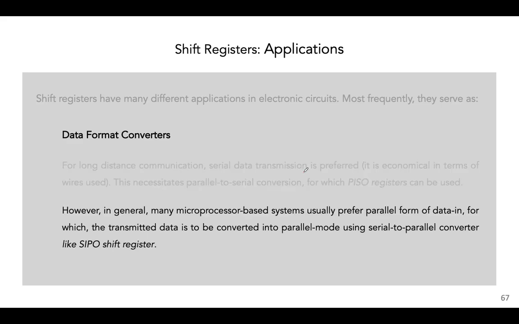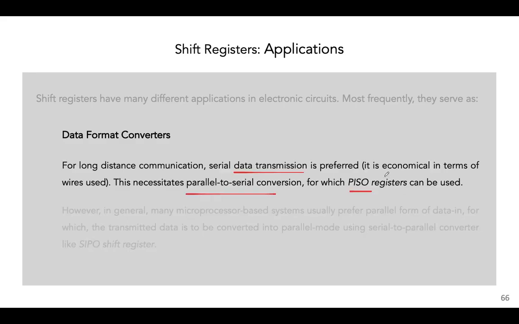All right. In general, however, many microprocessor based systems usually prefer parallel form of data in, right? For input, they prefer parallel form, which means that the transmitted data needs to be converted into parallel mode using a serial to parallel converter. So you are transmitting the data. Because of the cost concerns, you're choosing to transmit the data serially. And that is where PISO registers come in.